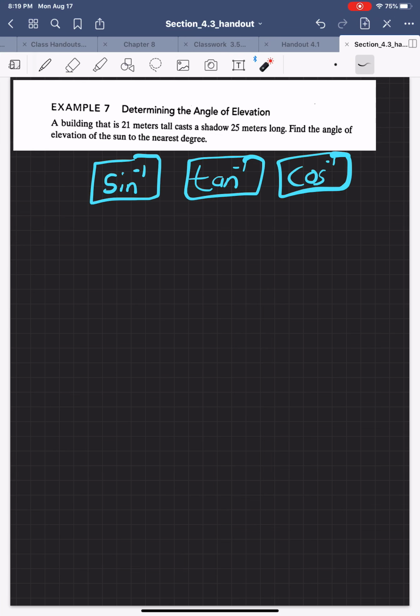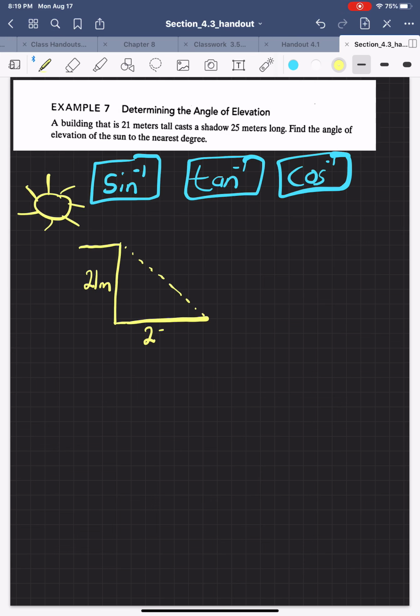It says a building that is 21 meters tall casts a shadow 25 meters long. Okay, so I like pictures, so I'm going to go ahead and draw this out. So this is my building. It's 21 meters tall, and it looks like it casts a shadow. All right, so we'll say our sun's over here. Look at this beautiful sun. It casts a shadow, and if you were to measure that shadow, it's going to be 25 meters long. All right, so far so good.